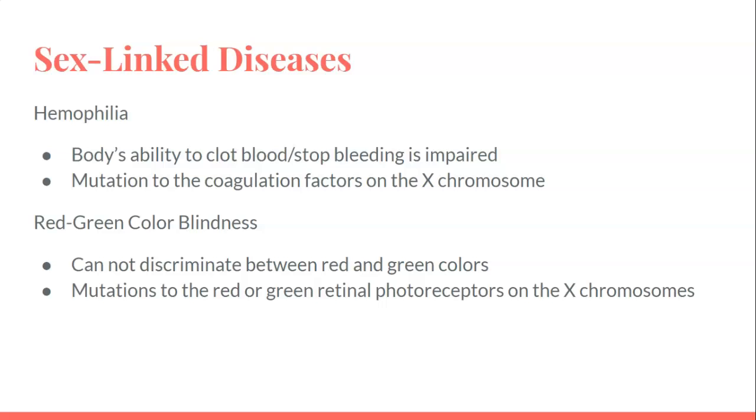A couple examples of sex-linked diseases are hemophilia, which is where you can't clot blood, and this is a mutation to the coagulation factors on the X chromosome. And then red-green color blindness, where you cannot discriminate between those two colors, and this is a mutation to the retinal photoreceptors on the X chromosome.